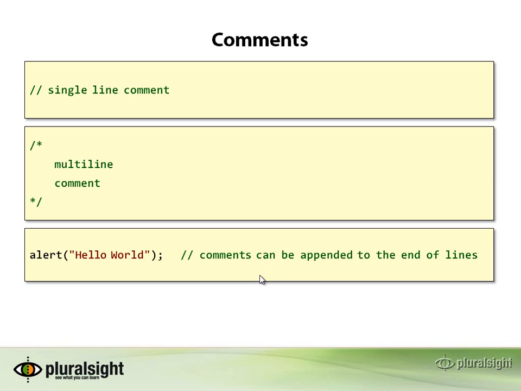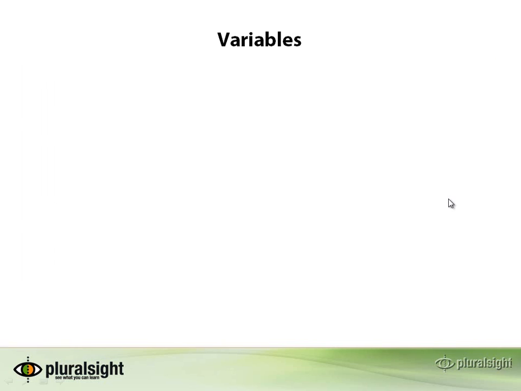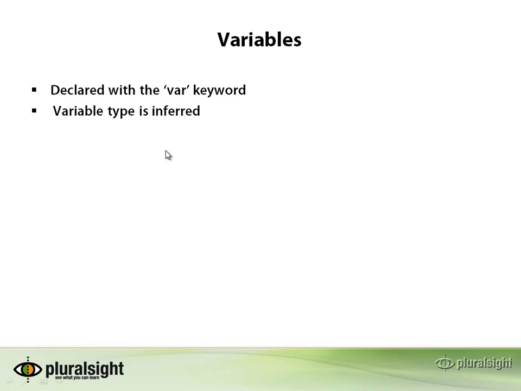In a previous module, I talked about JavaScript variables and their weakly typed nature. Variables are declared with the var keyword and don't have a type until a value is assigned to the variable, and at that point the type is inferred from the value.